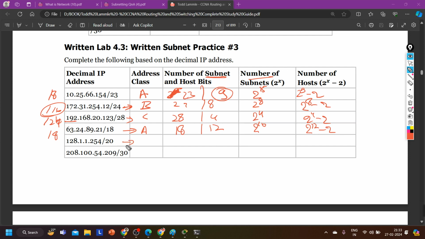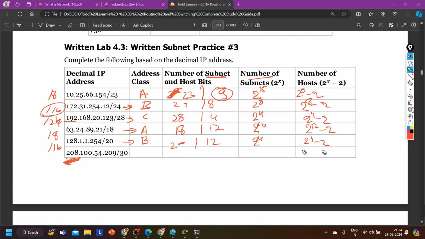Then for this network, again class A or class B? Class B. Default CIDR value is 16, using 20. How many bits have I borrowed? 4. So number of networks is 2 to the power 4. Network bits are 20 and host bits 12. Valid hosts: 2 to the power 12 minus 2.